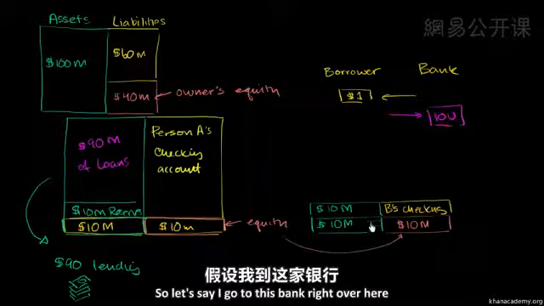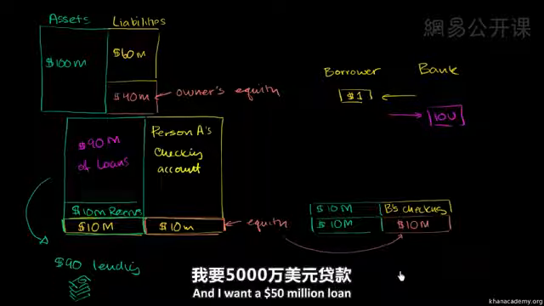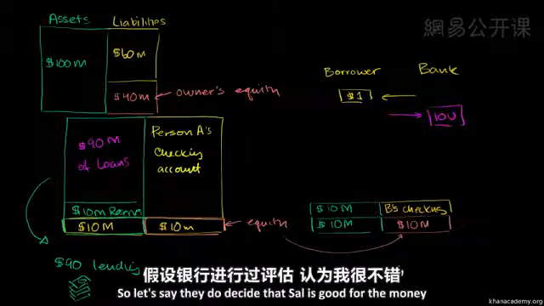So let's say I go to this bank right over here, and I want a $50 million loan. So they're going to say, okay, is he good for the $50 million loan? Is he going to put it to good use? Is he likely to pay? And let's say they do decide that Sal is good for the money.